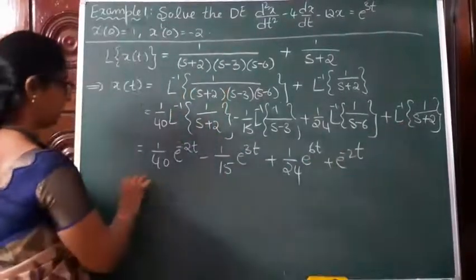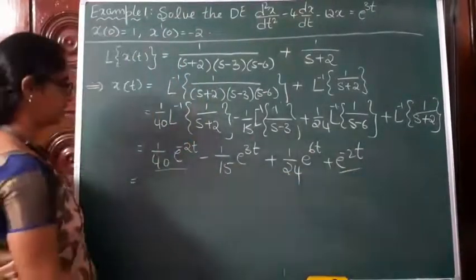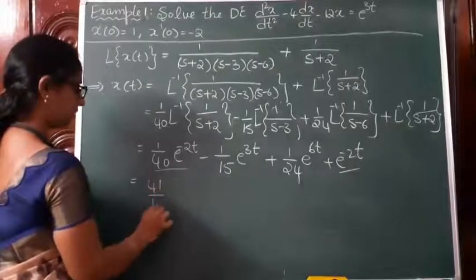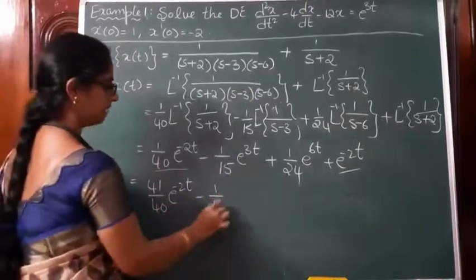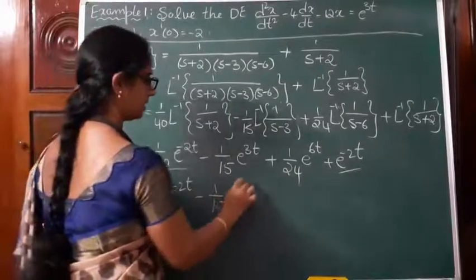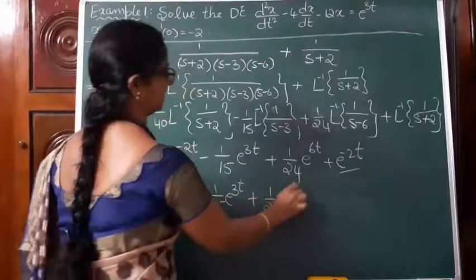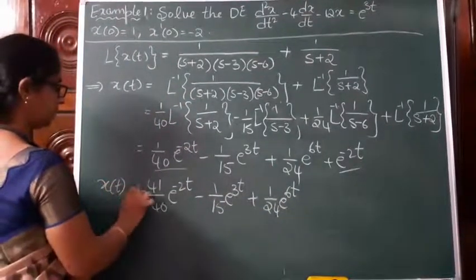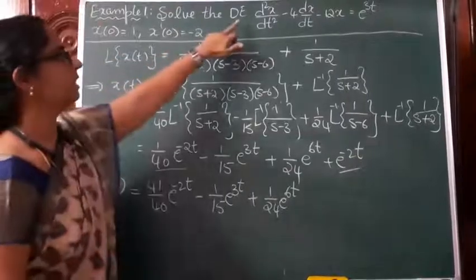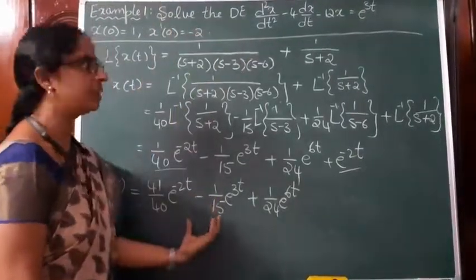1 by 40 times e power minus 2t plus e power minus 2t gives 41 by 40 e power minus 2t minus 1 by 15 e power 3t plus 1 by 24 e power 6t. This is the value of x of t, which is the solution of this differential equation. We obtain the solution using the Laplace transform technique.